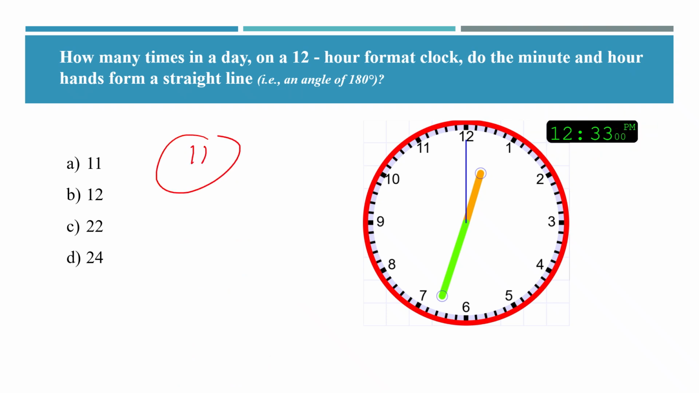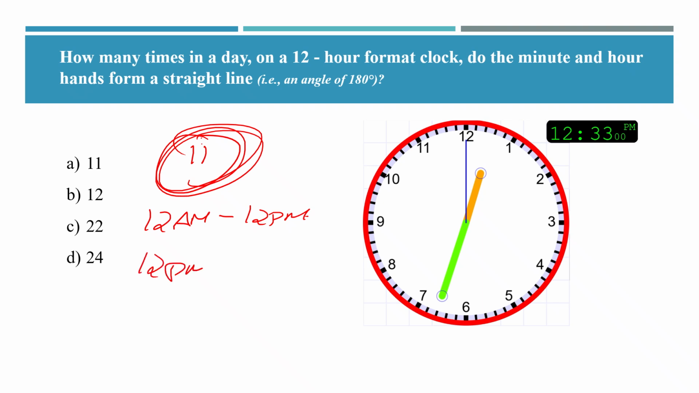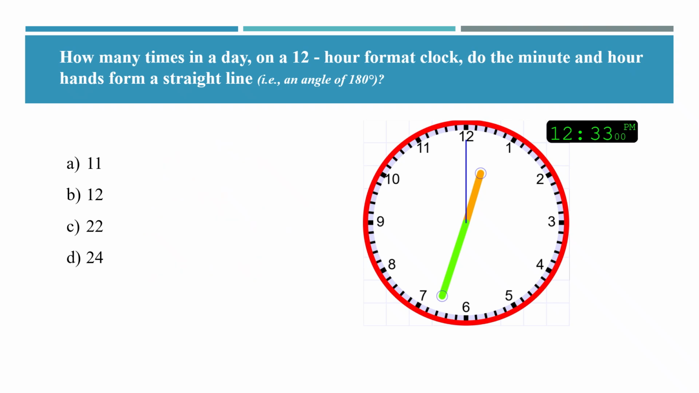So I believe you would have counted. So it's 11 times from 12 a.m. to 12 p.m. Then from 12 p.m. to 12 a.m., it's going to be another 11 times. So in a day, which is 24 hours, there will be 22 times 180 degree. I go with option C. Hope you agree with me. Moving to the next question.